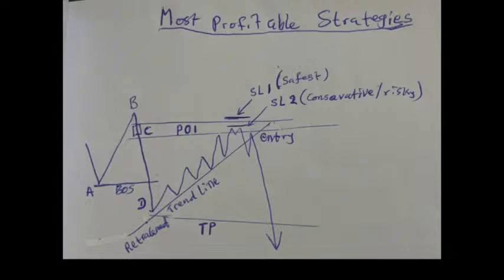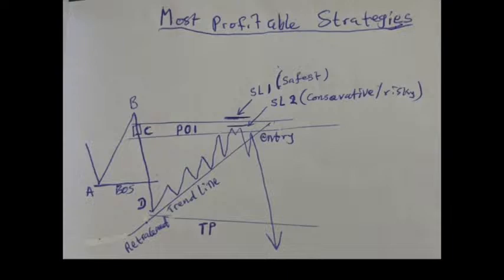So when price gets to my point of interest, it is going to give a certain pattern, probably a double top, a double bottom, head and shoulders, or any pattern at all before it breaks my trend line, as you can see illustrated on this diagram.